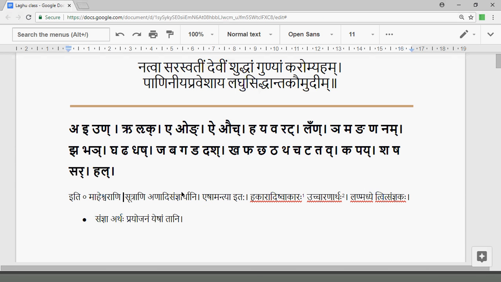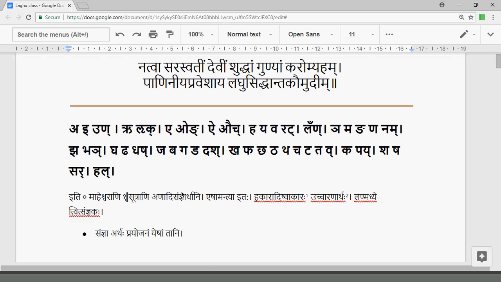Okay, so Iti Maheshwarani Sutrani. For short form, I'll be writing 1-3 to mean Prathama Vibhakti and Bahuvachana. If I say 2-2, it will mean Dvitiya Vibhakti and Dvivachana. So 1-3 would be what? Prathama Vibhakti and Bahuvachana. Similarly, Sutrani also is Prathama Vibhakti, Bahuvachana. Anadi Sanyarthani. So Iti Maheshwarani Sutrani Anadi Sanyarthani. Anadi Sanyarthani is also 1-3, Prathama Bahuvachana.